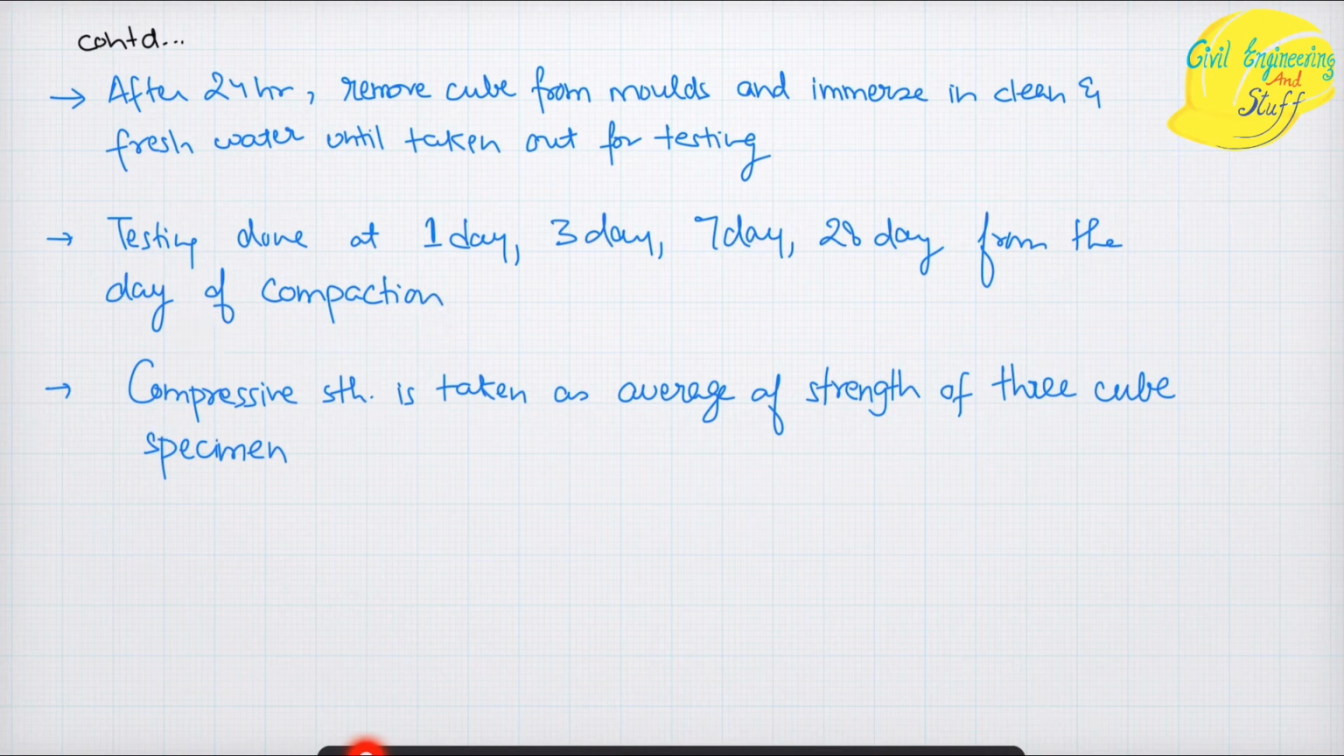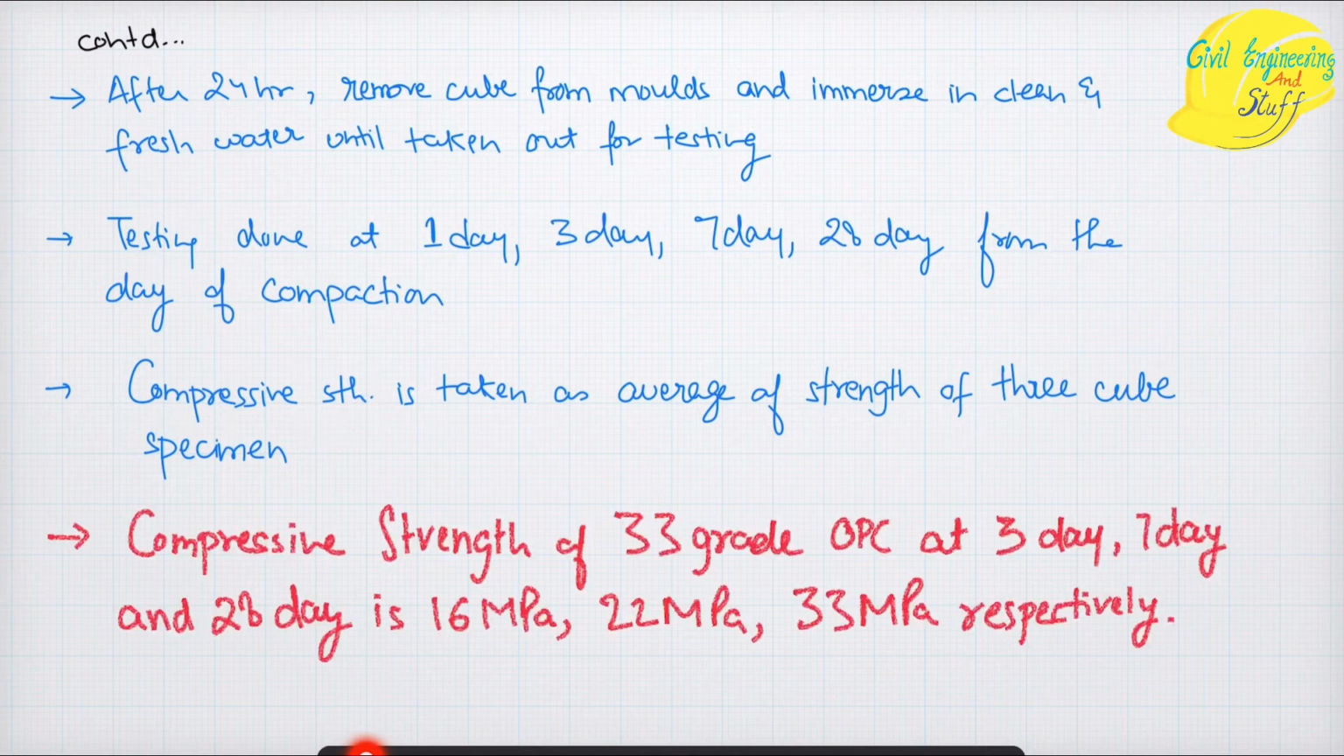The compressive strength is taken as the average of 3 cubes. So basically, we test 3 cubes, and the average of that gives us the compressive strength value.